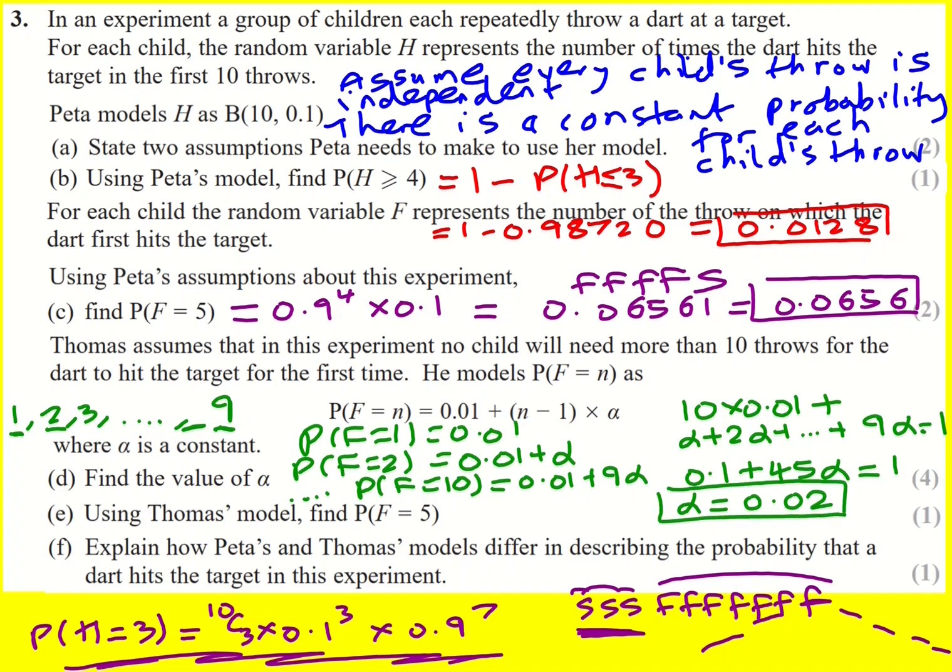Using Thomas's model, find the probability that f equals 5. That is then going to be 0.01 plus 4 lots of 0.02. And that's 0.08. So we're going to get 0.09.